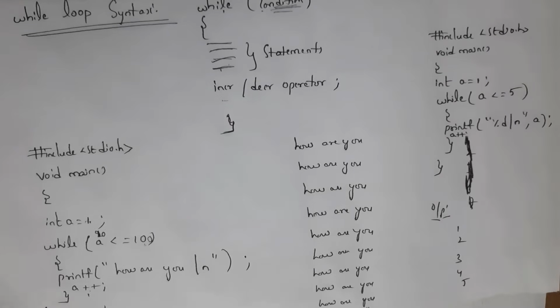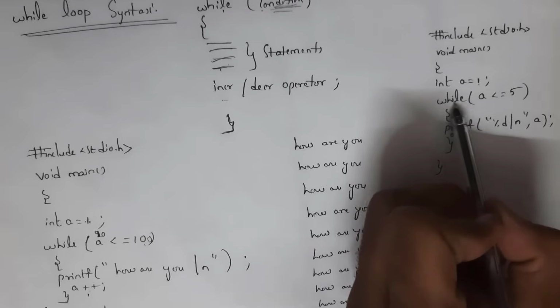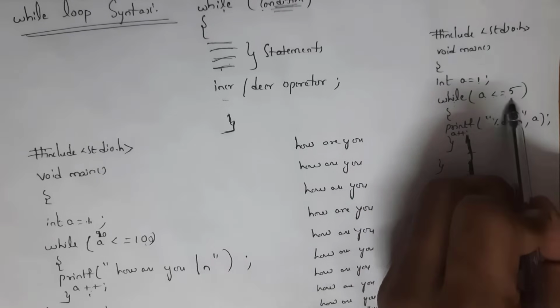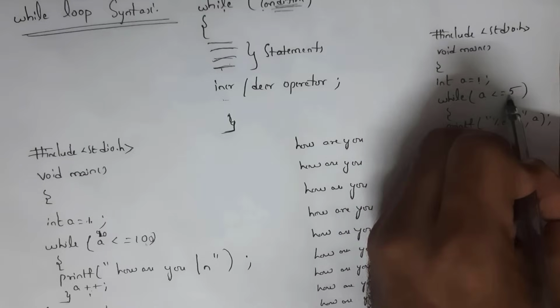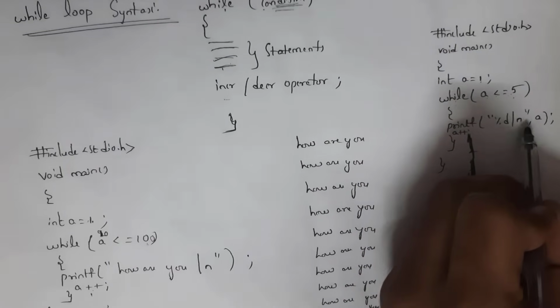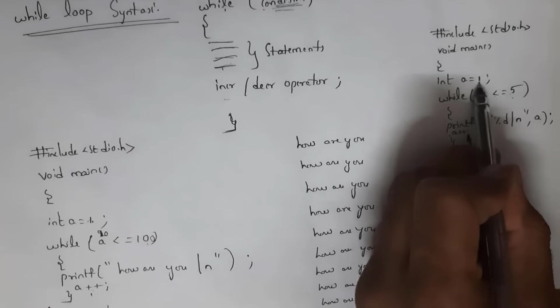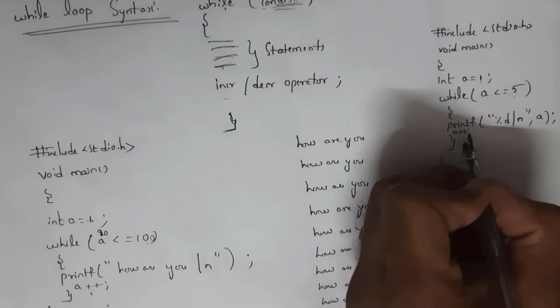For example, I want to print numbers from 1 to 5. So at first I wrote int a equal to 1 because I am starting from 1, and I am giving the condition while a less than or equal to 5, because I want to print numbers from 1 to 5. In order to print this value, you need to write printf %d comma a, because the value is present in variable a. So I wrote here %d comma a, and here you need to write a plus plus.